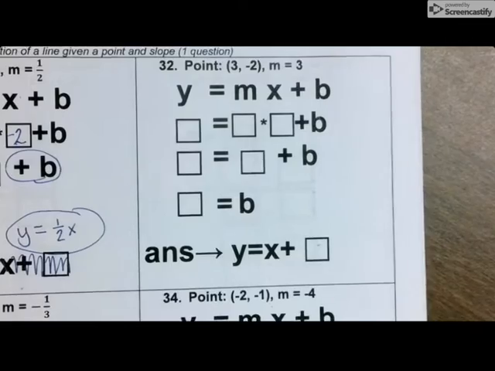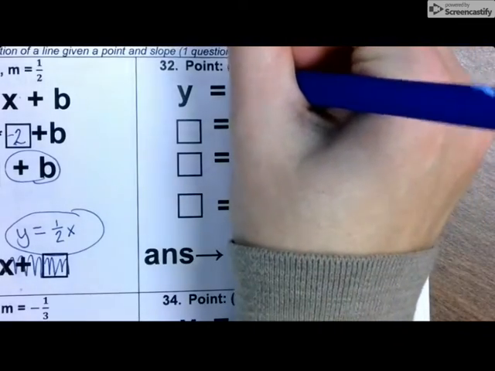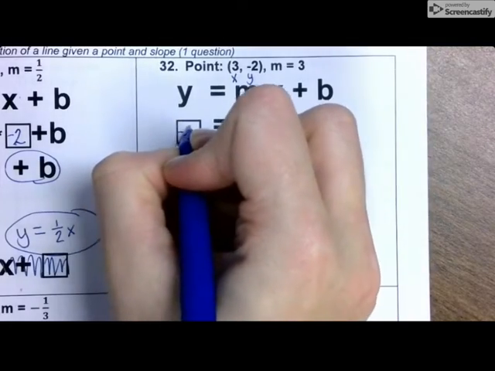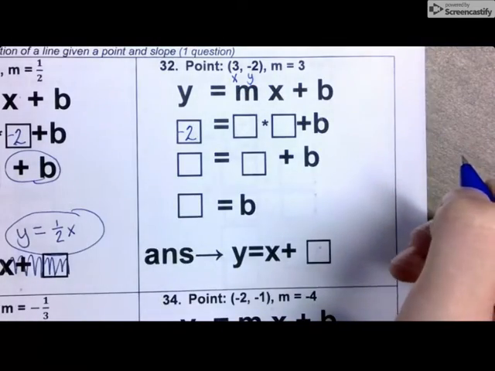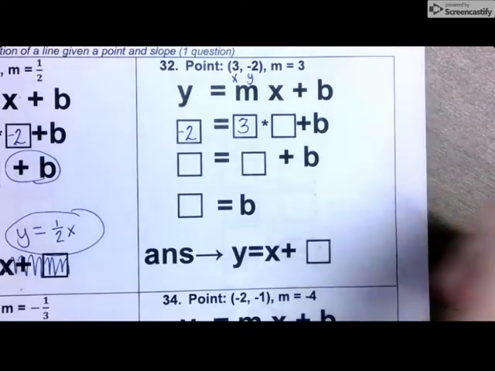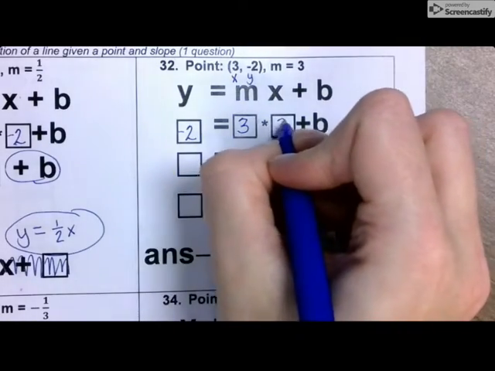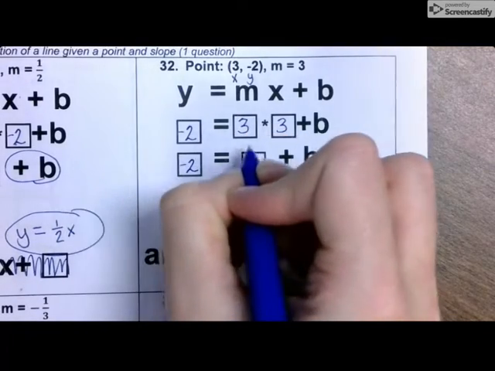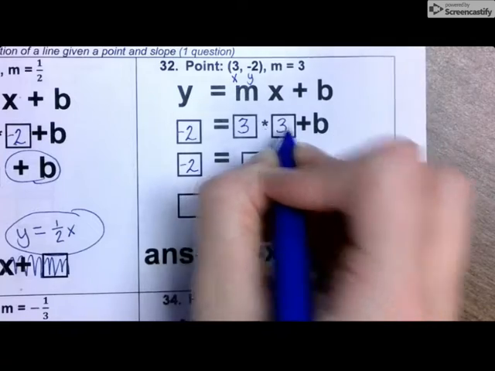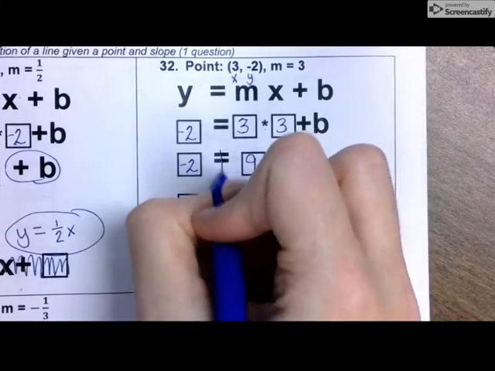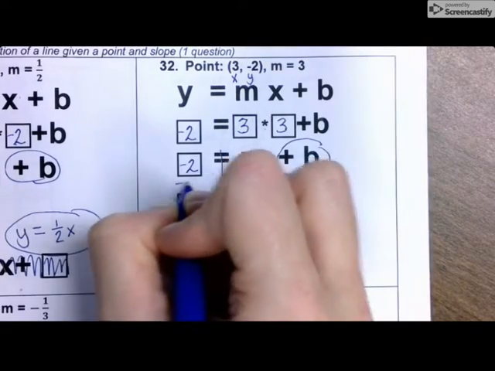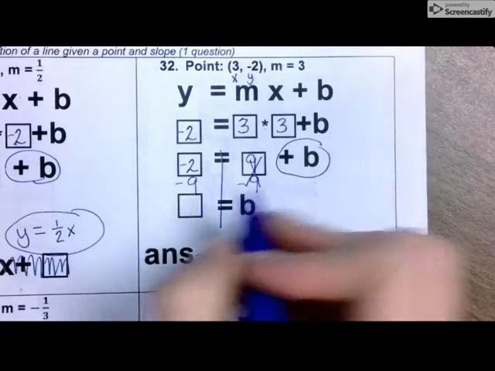Okay? For the second one, again, I have x and y. In place of y, I'm going to put what y equals in this case. In place of m, I'm going to put what m equals in this case. In place of x, I'm going to put what x equals in this case. In place of y, I'm going to keep that. What is +3 times +3? 9. I want my b alone.